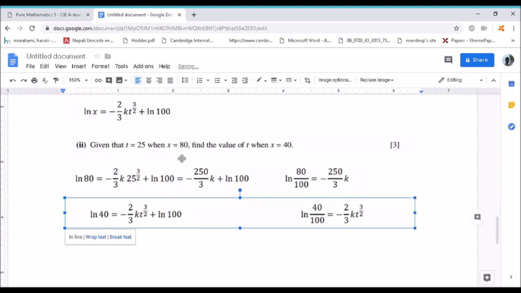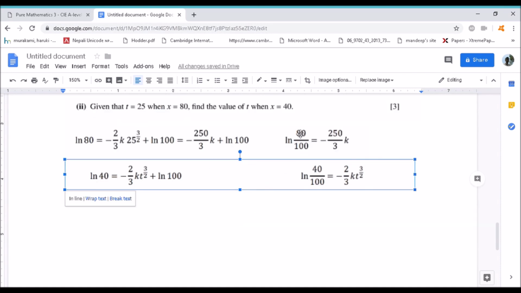For the second part, we have to find t when x equals 40. So we replace x by 40. So ln of 40 equals minus 2 over 3 k t to the 3 over 2 plus ln of 100. We do the same thing. So ln of 100 goes to the left hand side, so it will be ln of 40 divided by 100 equals minus 2 over 3 k t to the 3 over 2.